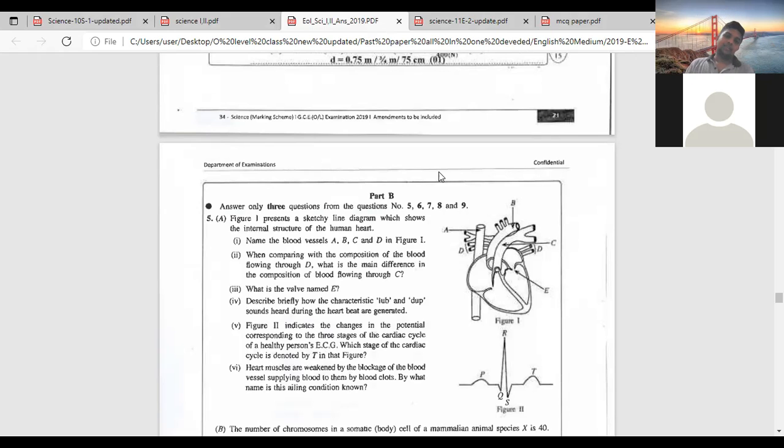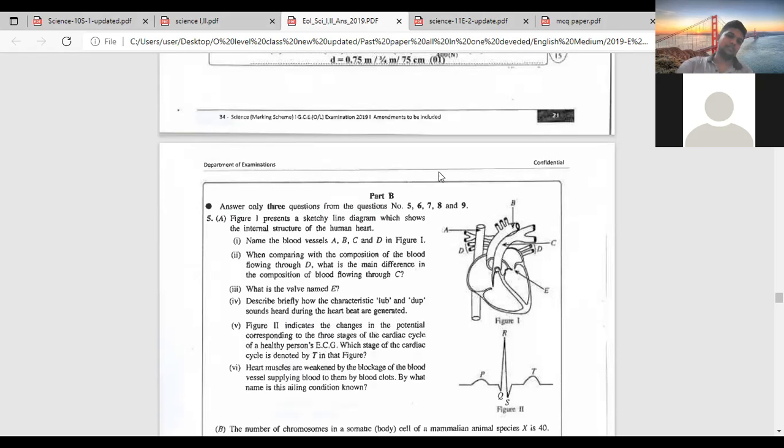Okay? So when we come to the marking scheme for the essay, there are 5 questions and you have to do 3. For each question they will allocate 10 marks for you. 10 times 3, you can take 30 marks from the essay paper.